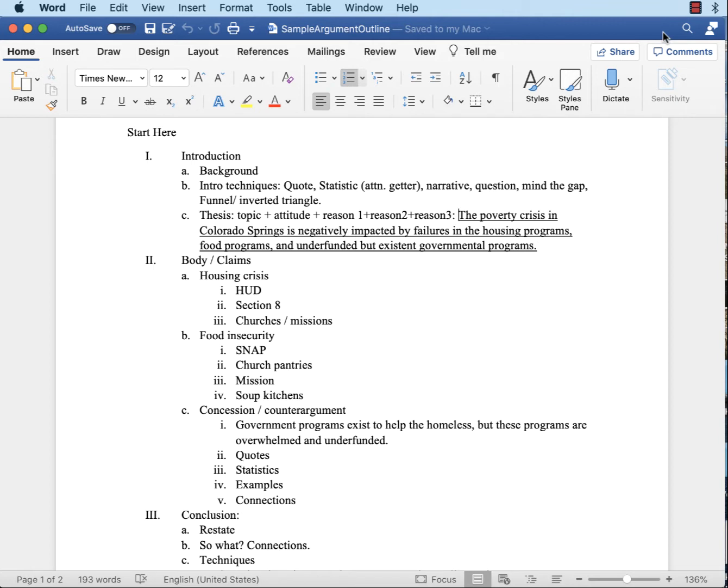So the point of an introduction is to grab the reader's attention and to give them the necessary background to understand your claims or your argument. And then in a couple weeks, we'll study introductory techniques that you can use, that you can practice. But for this assignment, just use your normal introduction that you normally would.